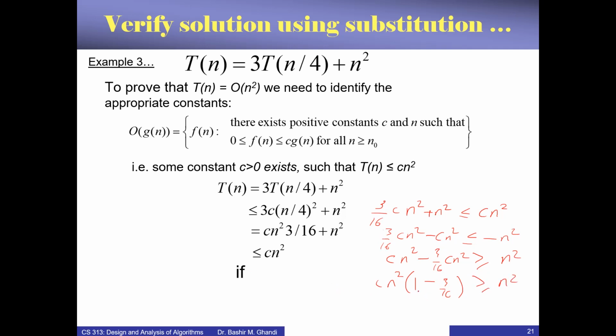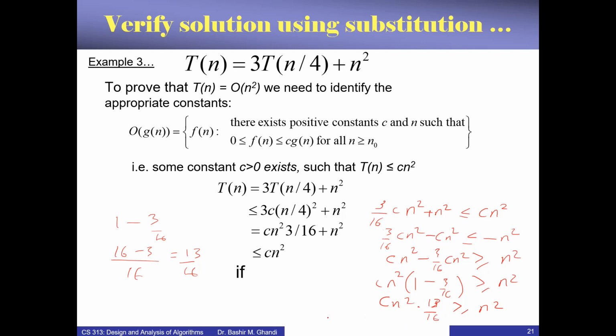Okay, what is this value? I think we computed it before. It is 13 over 16 if I remember. Okay, 1 minus 3 over 16, the LCM is 16, and we're going to have 16 minus 3, which is 13 over 16. Okay, so what we have is cn squared times 13 over 16 is greater or equal to n squared.